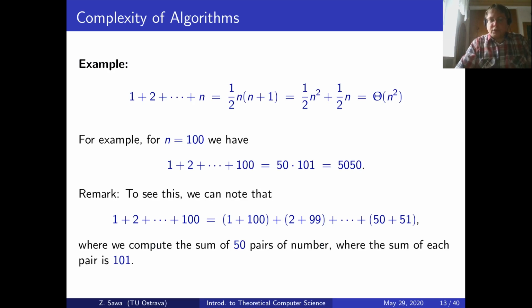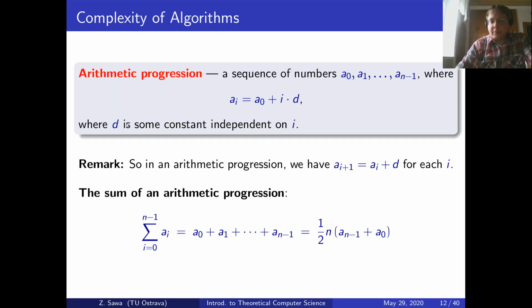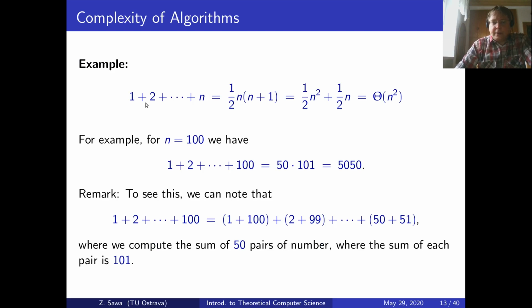So in particular, the very common case of arithmetic progression is when this d is 1. So if we want to compute the sum from 1 to n, and we use this expression, we will obtain something like this, which in asymptotic notation is in theta n square.